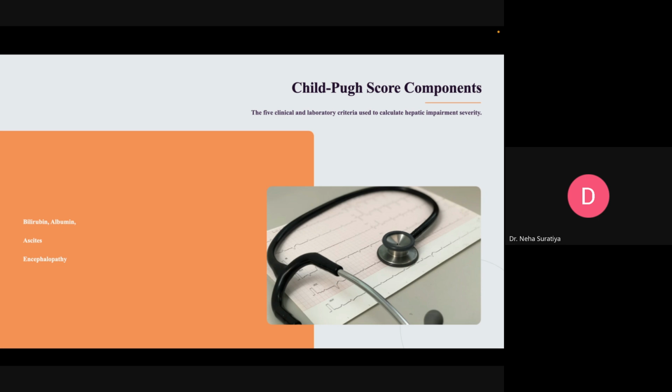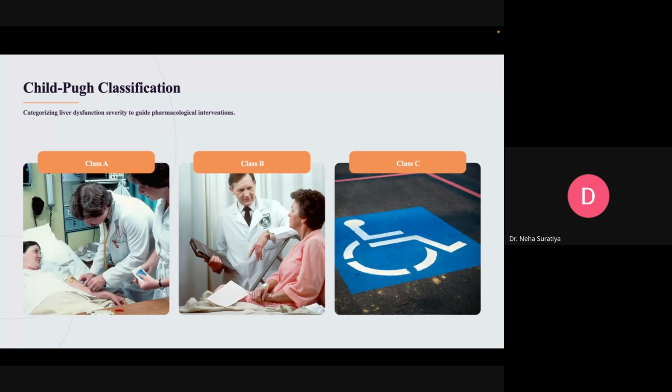Now let's understand the Child-Pugh classification. As I told you, this is not a formula, it is a score. Okay, so here we have class A, class B, and class C for the Child-Pugh classification. Here, the score is there to translate into the clinical severity. So if the patient is having only 5 to 6 points, see, Child-Pugh is very simple.